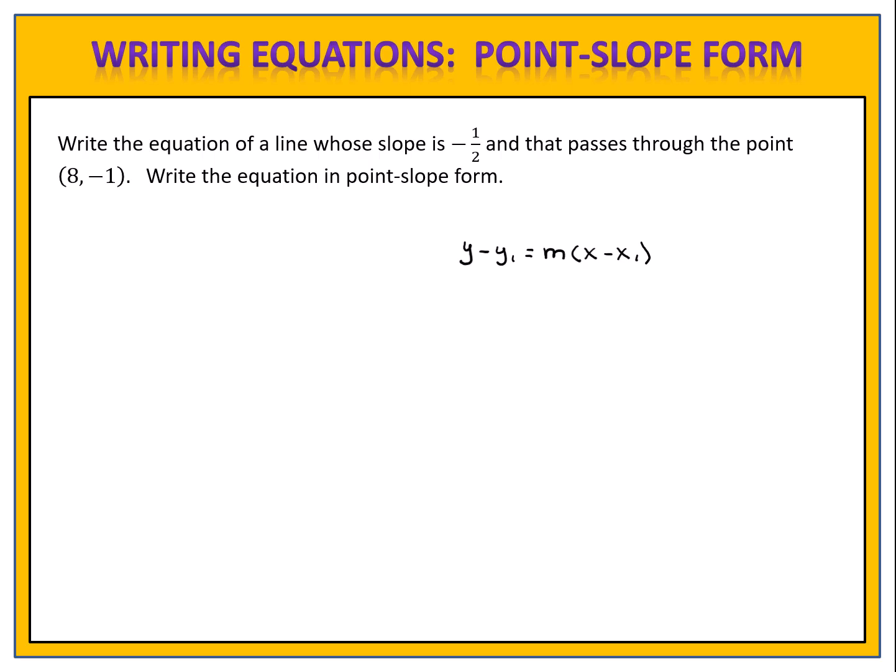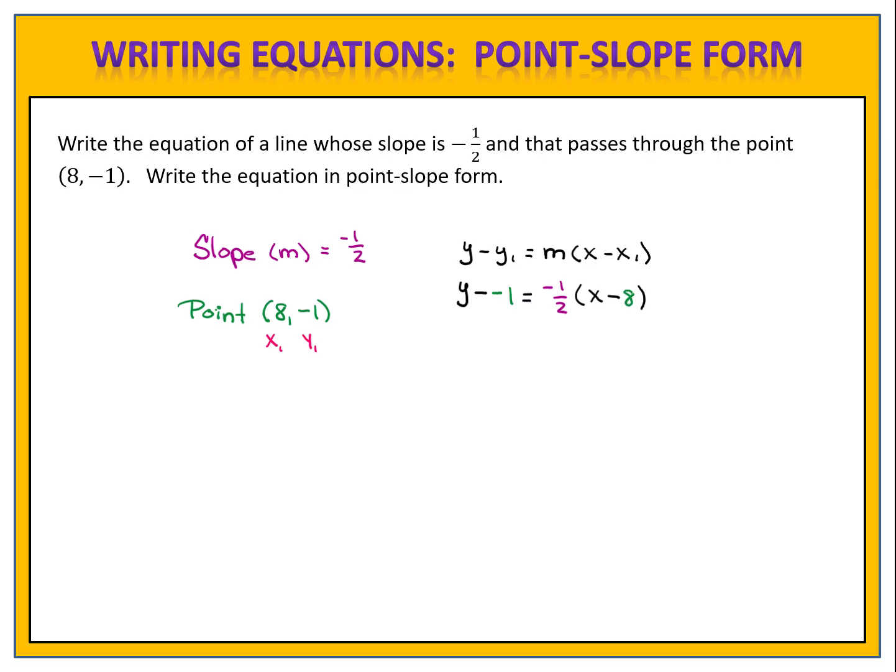Let's see how you did. The slope is given to us in the problem as -1/2. The point is 8, -1. We label the point x1, y1, and then substitute into the formula y minus y1, y minus -1, equals m, -1/2, times x minus x1, x minus 8.